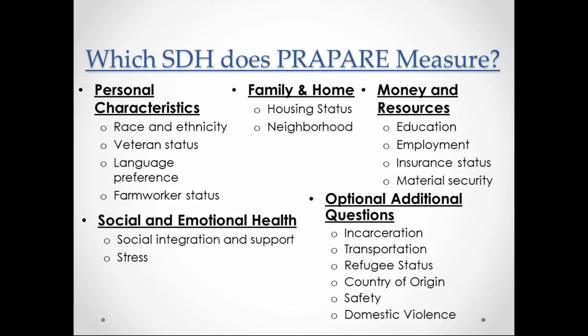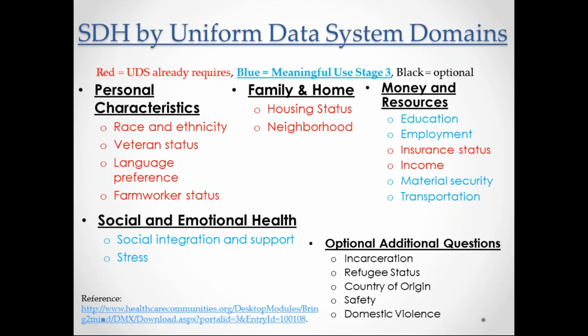But I think it's more useful to see which pieces of data already auto-populate the PRAPARE tool from the medical record. So Uniform Data Services, or UDS, requires the items in red, and that can already populate the forms without much trouble at all. The blue domains are all part of Meaningful Use Stage 3, so it will be more important to incorporate those data in the coming years. The black domains in the bottom right-hand corner are optional social determinants that can be assessed at the discretion of the tool administrator. These social determinants all come from the paper version of PRAPARE that can be downloaded at the link below.